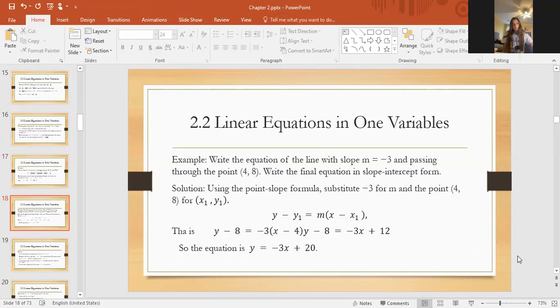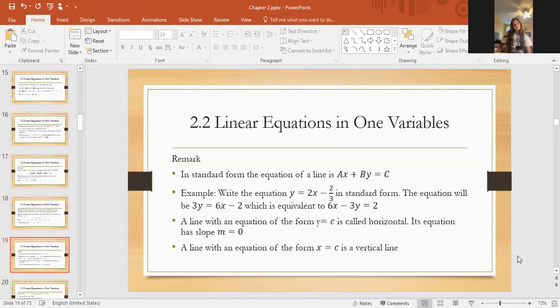So I've done one example. I'm going to skip this example. You can read it on the PowerPoint so that we save time.